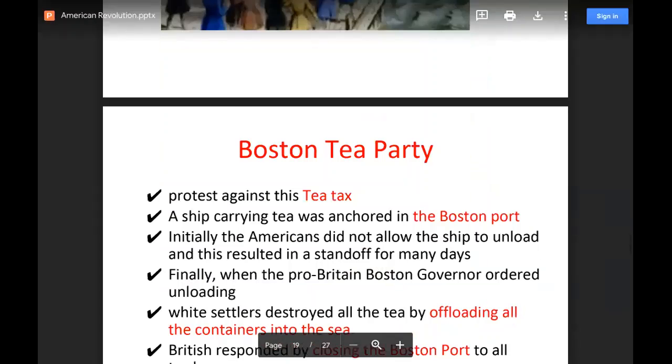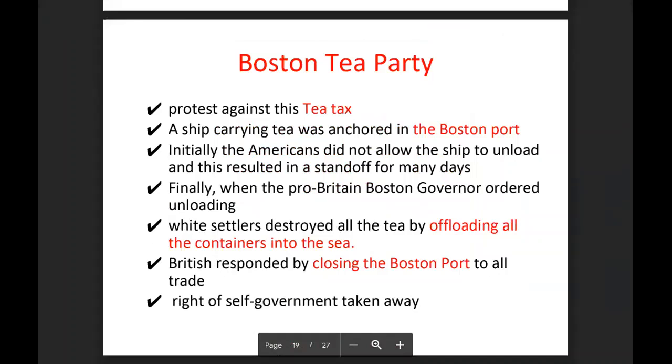The Boston Tea Party was a protest against the tea tax, all initiated with the protest against the tea tax. A ship carrying tea was anchored in the Boston port. Where is Boston port? Eastern part of the USA. Where was the tea coming from? Tea was coming from the UK. It got anchored in Boston port. Initially, Americans did not allow the ship to unload, and this resulted in a standoff for many days. Why did Americans not allow it? Because American traders were having losses, and because the smuggling was also not stopped. Even though it is not a good thing, the cost of tea was very low in America during that time.